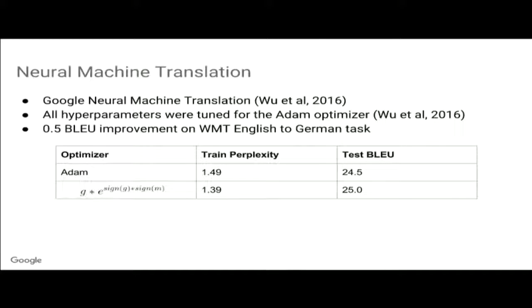And so another thing we wanted to do is test how well this generalizes to another famous deep learning dataset. So we used the Google Neural Machine Translation system, which was very tuned for the Adam optimizer. And all we did was simply swap out the Adam optimizer for this, and we get a 0.5 BLEU point improvement, which is promising. And we also get a better training perplexity to show that this is actually doing better optimization.